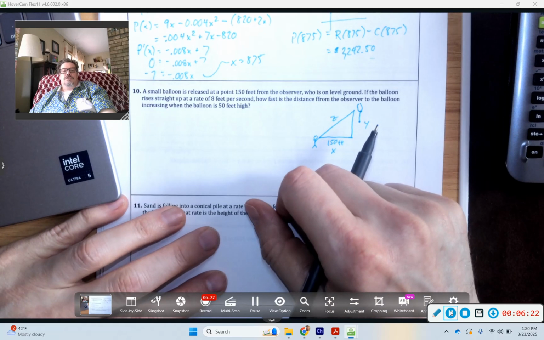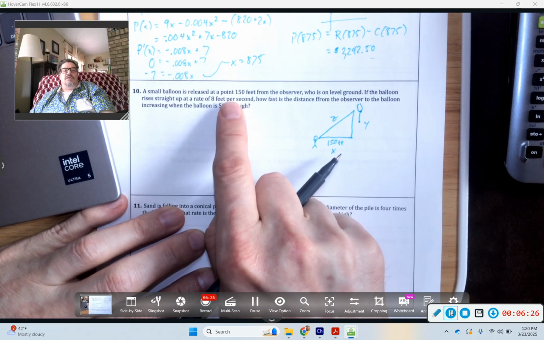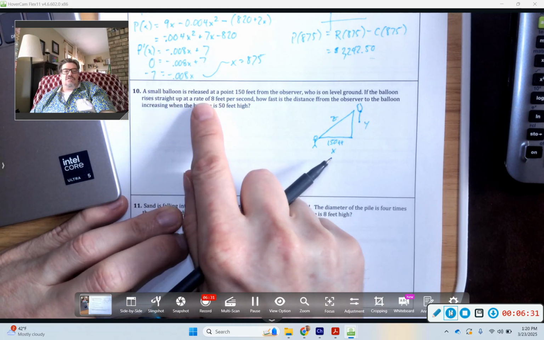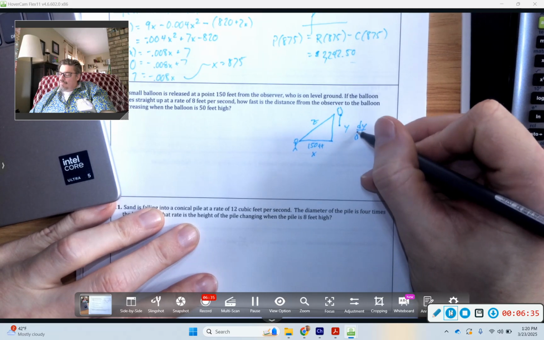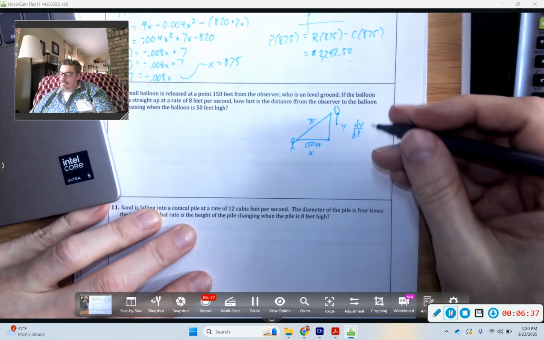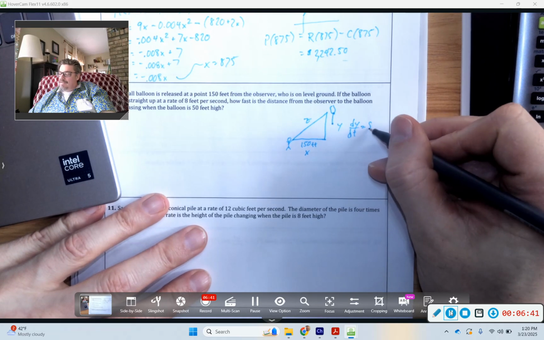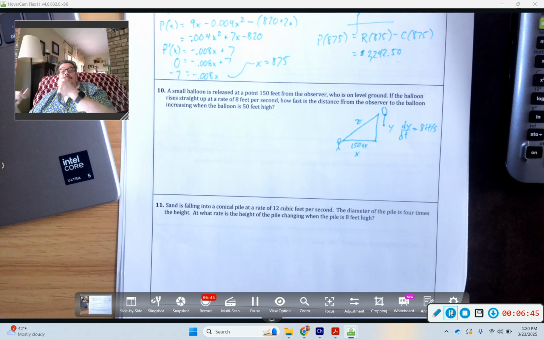Okay, so they did give us 8 feet per second. So let's figure out where that belongs. It says that the balloon is rising straight up, so that means that is a rate of height. We labeled that y, and that's going to be 8 feet per second. And it better be positive, because obviously the balloon is going up.